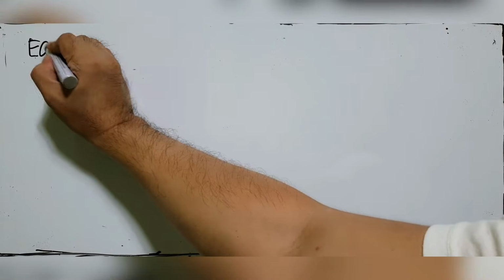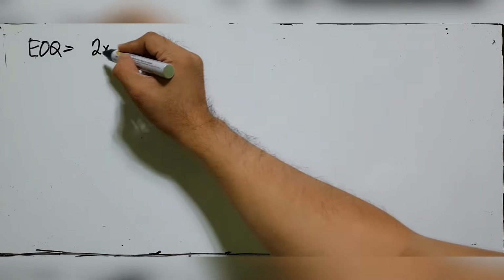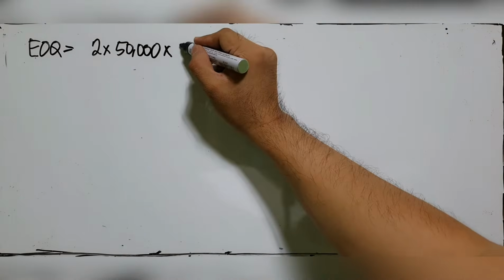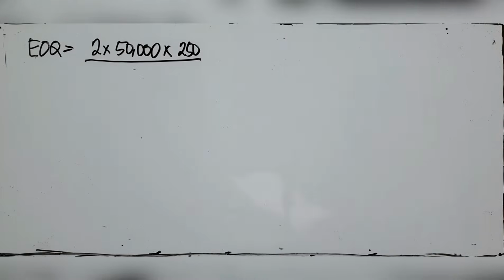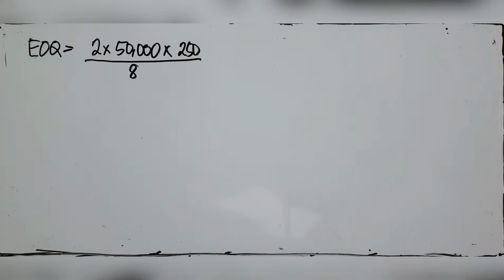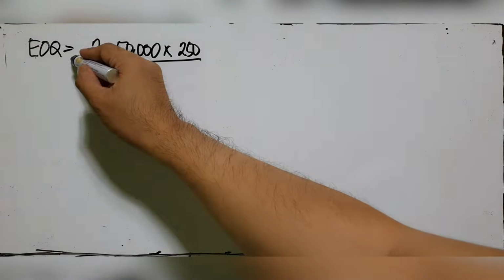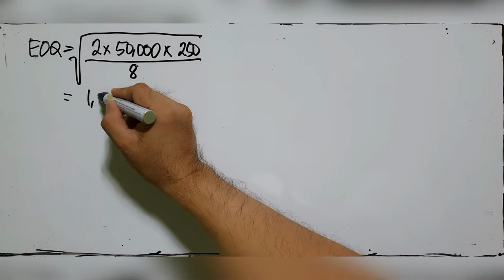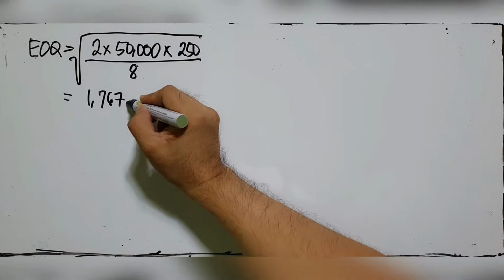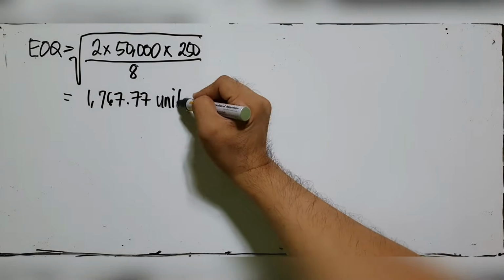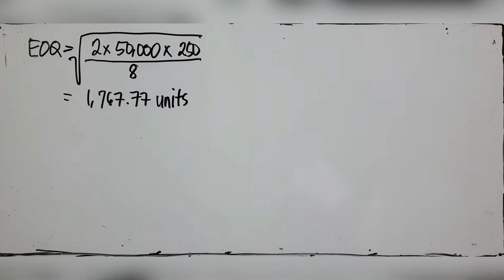EOQ, ang tanong sa number 1. So, again, that is your 2 times your demand na 50,000 times your ordering cost na 250, over yung carrying cost natin na kanina na 10% of purchase price plus 4.5. So that is your 8 pesos ang carrying cost per unit. So we have to get the square root of that. So the answer is 1,767.77 units. Again, if that is the only question, the choice could be 1,768. Okay? But, since gagamitin pa natin sa mga susunod, let us just make use of 1767.77.